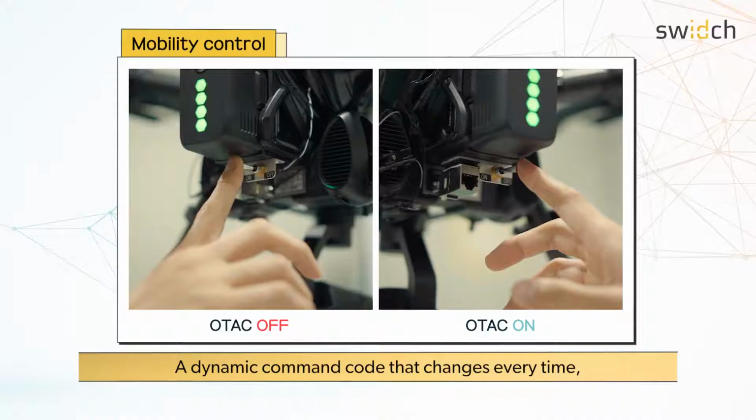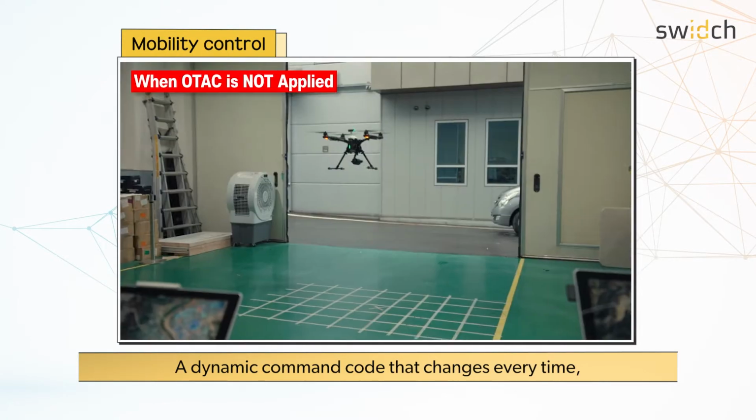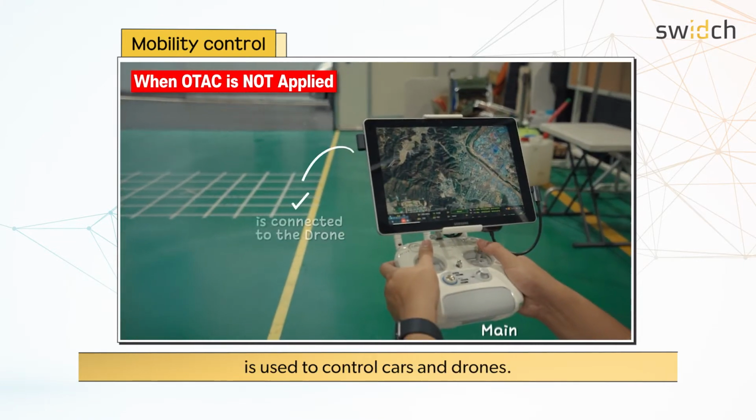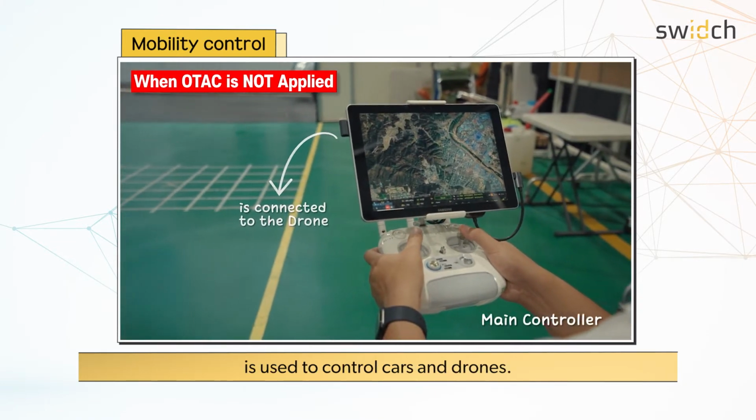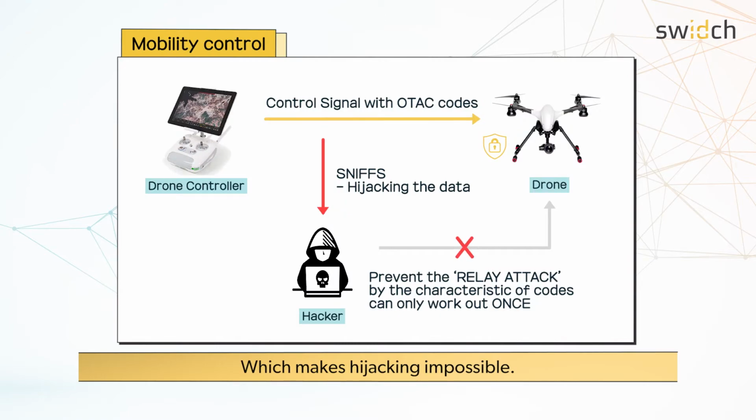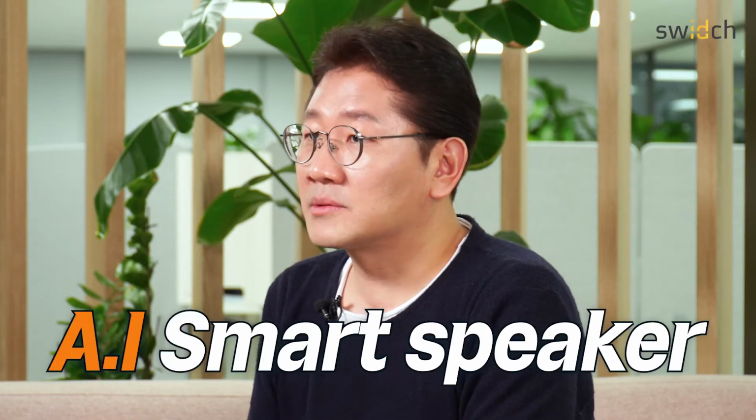Mobility control. A dynamic command code that changes every time is used to control cars and drones, which makes hijacking impossible. Next, moving on to smart speaker.